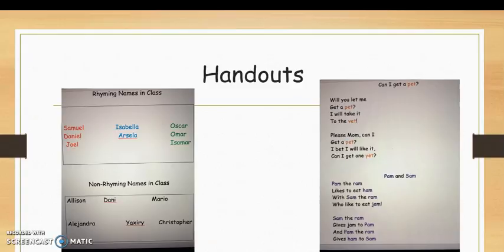And here are some handouts that will be given to students. The first one on the left, that's the one that will be given on day 1 when students will be hooked into the lesson. They will be given this handout for them to visually see which of the names in the classroom are the ones that rhyme and which ones do not rhyme. On the right hand side, that's the handout that will be given along with one of the PowerPoints, the one on the poems, for kids to visually see which are the words that rhyme.